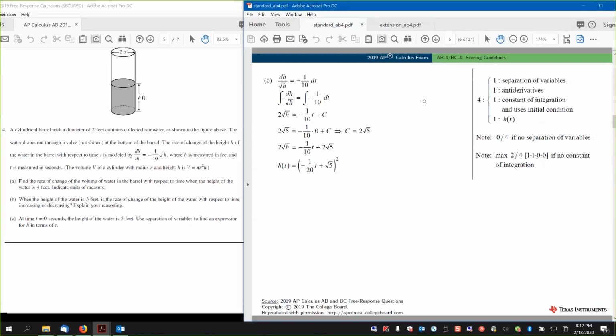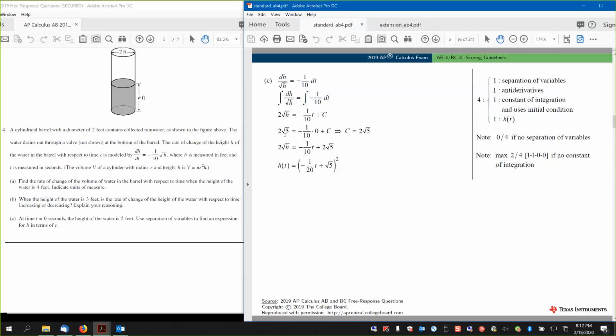The second point was earned for 2 correct antiderivatives. So right in here, I can see the antiderivative of the left-hand side, the antiderivative of the right-hand side. I'm not looking at that C yet. The third point is a little different from, say, 5 years ago, but it is now pretty constant. It is for including the constant of integration in a correct manner, in the correct place, and for using the initial condition. So for including this plus C, and for using the initial condition, there's the t equals 0, and there's the h equals 5.